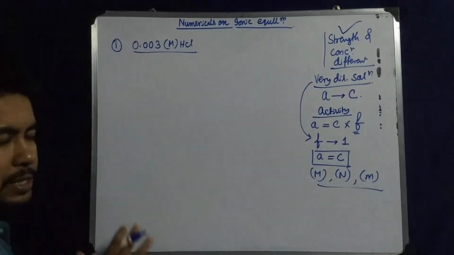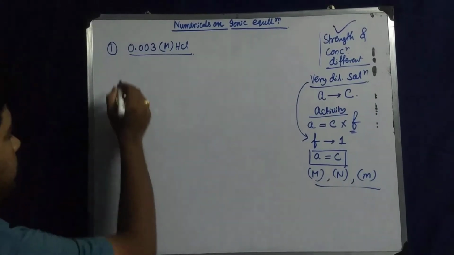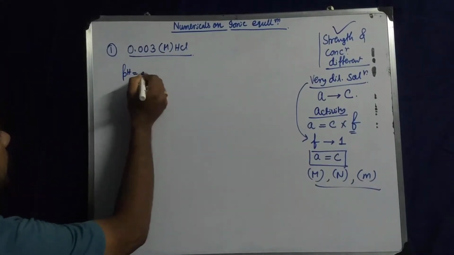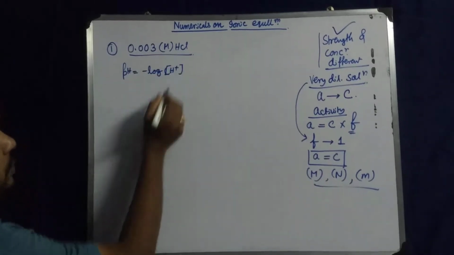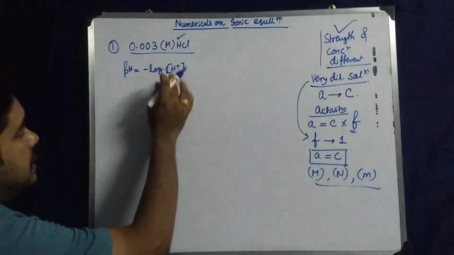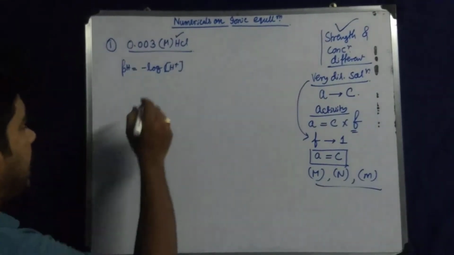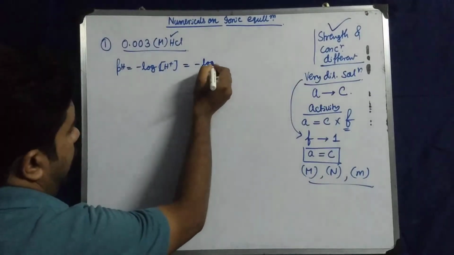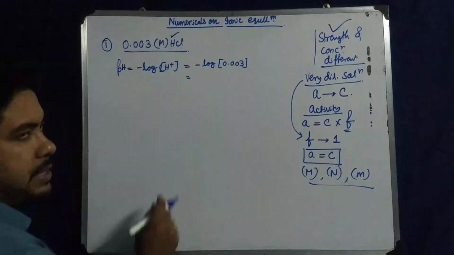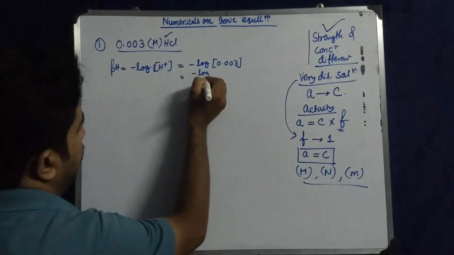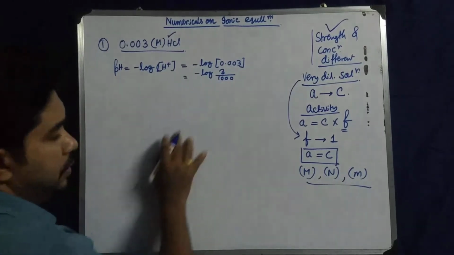And they are asking us to find the pH of this solution. How can we do it? Let's do it. We know that pH equals minus log of the H plus concentration. Now look at this equation. Obviously the concentration of H plus will be the same as 0.003 molar. So we will write minus log of 0.003. To make it easier, we can write this as 3 by 1000.